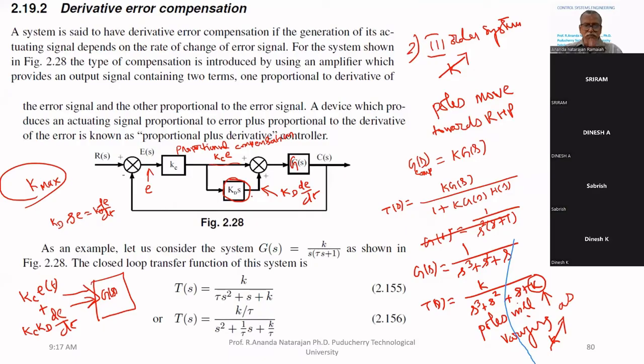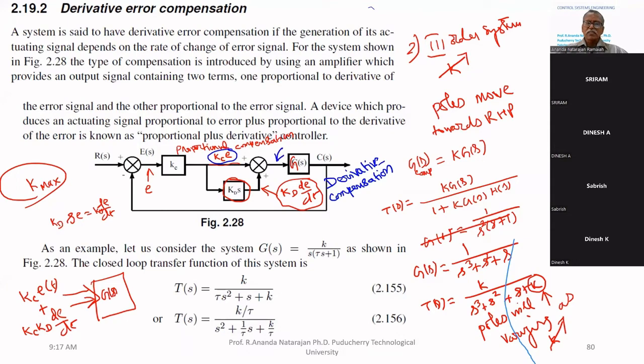Now let us check what will happen if we add this derivative compensation. This component is called derivative compensation. This Kc multiplied by error is called proportional compensation. Already we have seen this. So these two are added together, then it is given to the system.